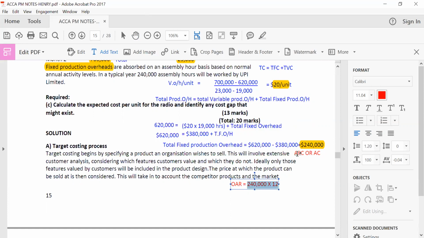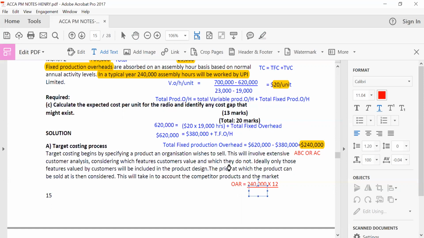Then you divide it by the total basis of absorption. What is the total base of absorption over here? The examiner indicated that in a typical year, so you see the base of absorption is yearly. So we cannot use that 1 month fixed overhead. In a typical year, 240,000 assembly hours will be worked by UPI. Good. So that is the basis. So the numerator, which is the total production overhead, is a yearly figure. The basis of absorption is also a yearly figure, and we are in good shape to just estimate that.